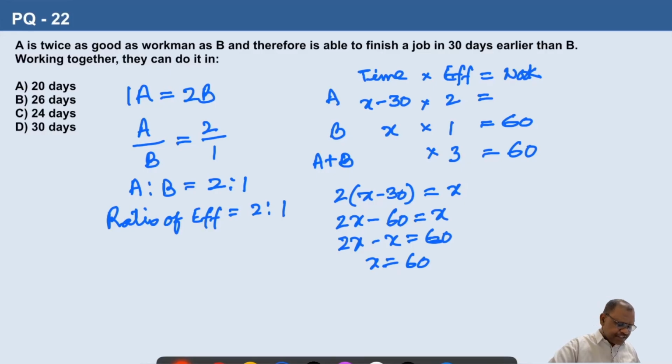Combined A and B efficiency is 3 units. So the time taken by them is 60 divided by 3, that is 20 days. So this is the answer. Option A is the right answer.